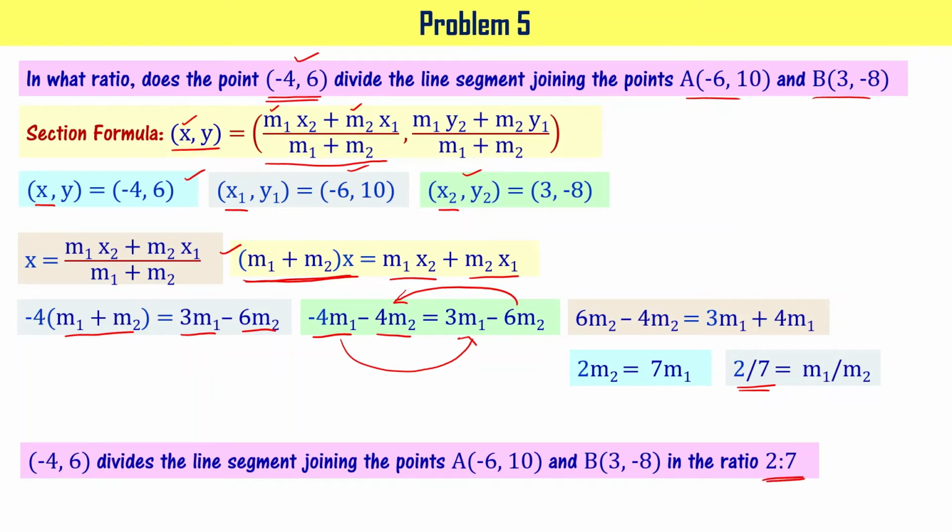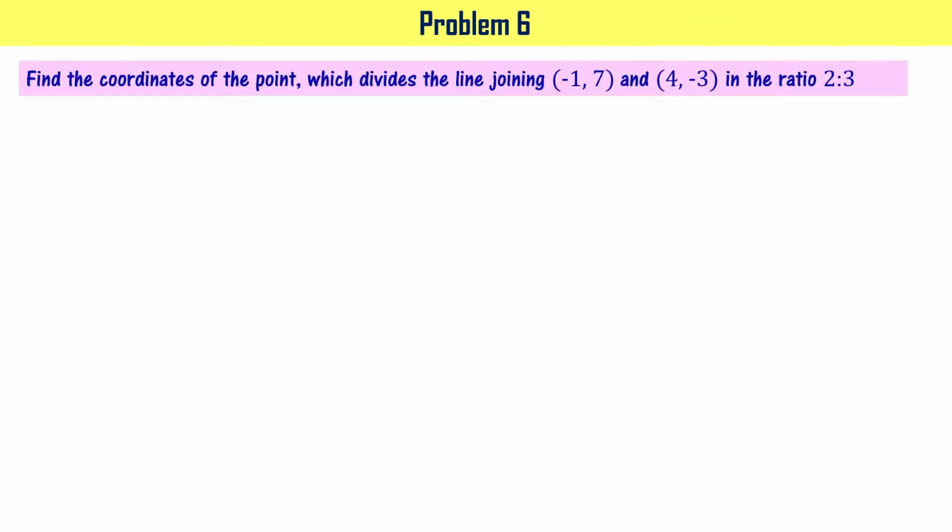Let's see the next problem. Find the coordinates of the point which divides the line segment joining minus 1 comma 7 and 4 comma minus 3 in the ratio 2:3. If you see, we are given 2 points. When you connect them with a line, you get a straight line. And we want to find the coordinates of the point which divides the line segment in the ratio 2:3. Right? We can make use of the section point formula here.